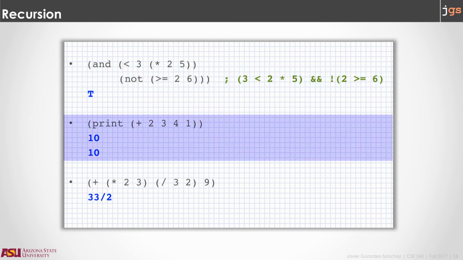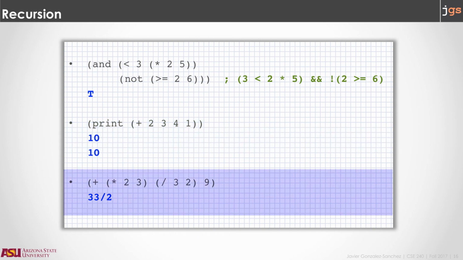I already explained this example with the print, and the reason because you will get twice the value on the screen if you are using the interpreter, not the online, but the local interpreter. And finally, this one is one more example in which you are using as parameters integers, but the final result is a fraction.